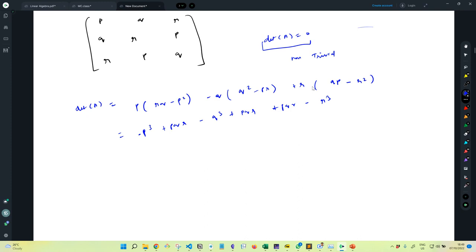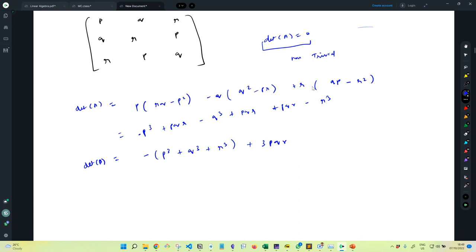Yeah, minus R cube. So this I can club as minus of P cube plus Q cube plus R cube plus 3PQR. Now this is what I get for determinant of A, right? I need a condition so that determinant of A equals 0.